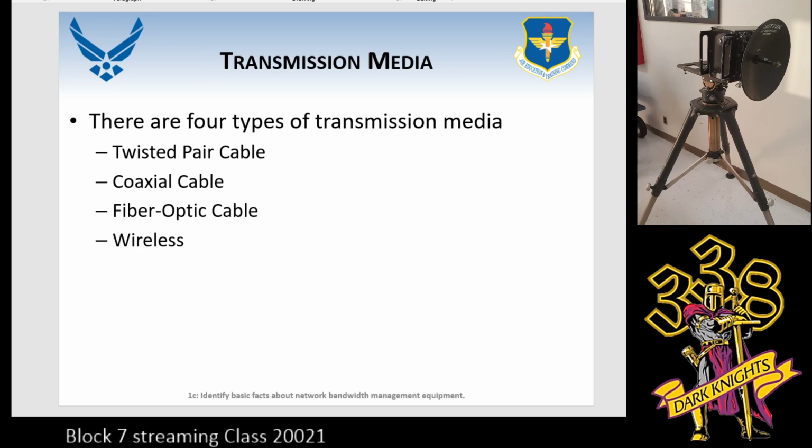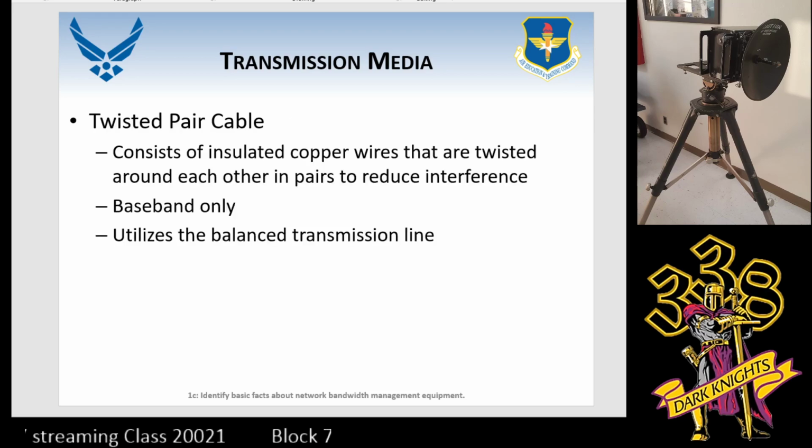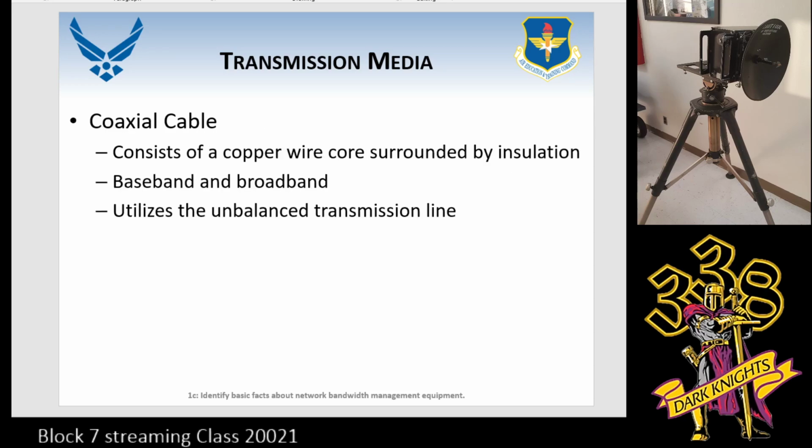Transmission media, 4 types that we talk about in 1 Charlie. You've got twisted pair, coaxial, fiber optic, and wireless. Now we hit on twisted pair and coaxial a little bit earlier, so I'm not going to beat on these too hard. Twisted pair consists of copper insulated wires that are twisted around each other, utilizes baseband transmissions only, and is a balanced transmission. Coaxial cables consist of a copper wire core surrounded by insulation. This one, however, can use baseband and broadband and is an unbalanced transmission.